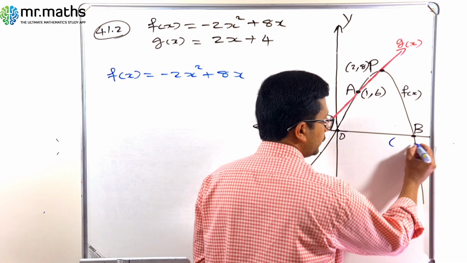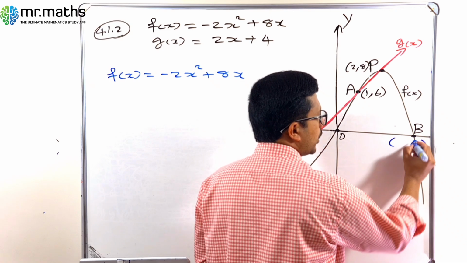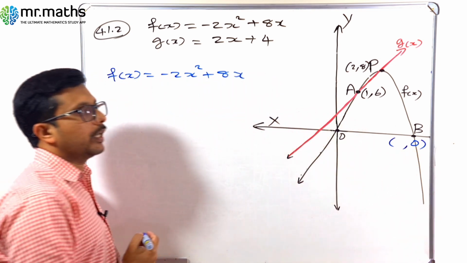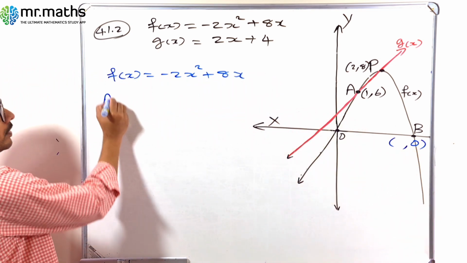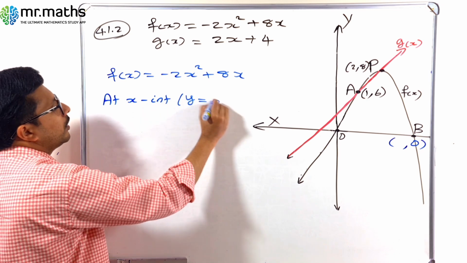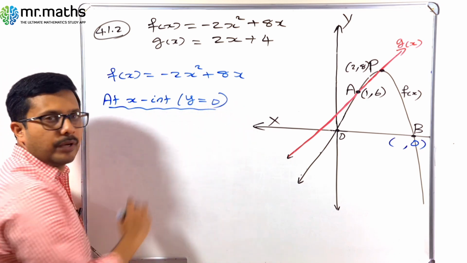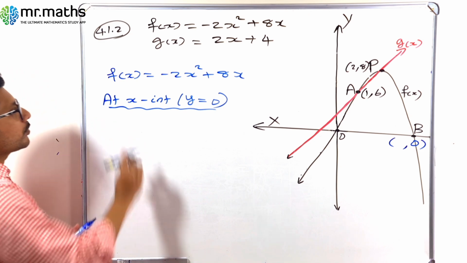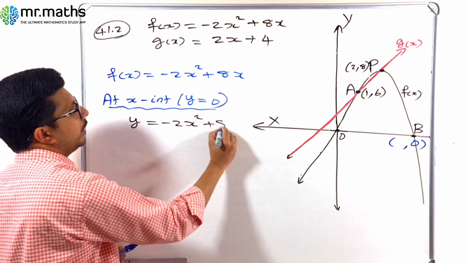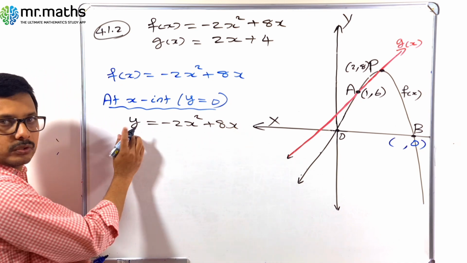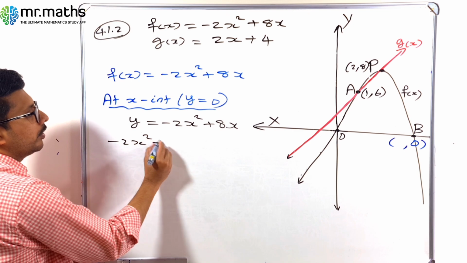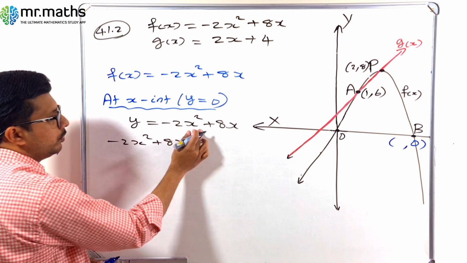So you know that at x-intercept, what is the value of y? It is 0. Now we have to find the x value. At x-intercept, the value of y is equal to 0. So just substitute. This is f of x is y. Y is equal to minus 2x square plus 8x. So y is 0. So let me write it like this: minus 2x square plus 8x is equal to y.